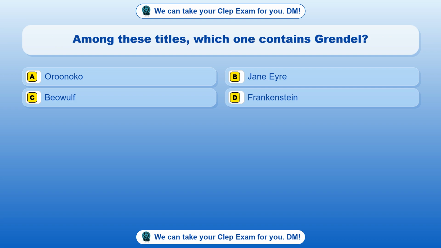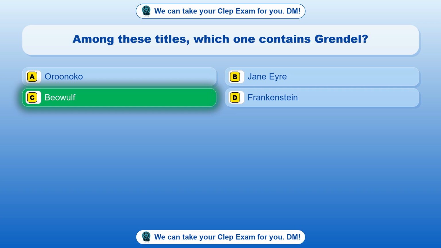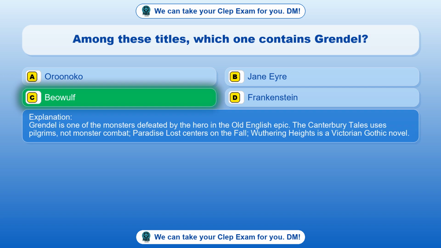Question 28. Among these titles, which one contains Grendel? Option A, Orinoco. Option B, Jane Eyre. Option C, Beowulf. Option D, Frankenstein. The correct answer is option C, Beowulf. Grendel is one of the monsters defeated by the hero in the Old English epic. The Canterbury Tales uses pilgrims, not monster combat. Paradise Lost centers on the fall. Wuthering Heights is a Victorian Gothic novel.